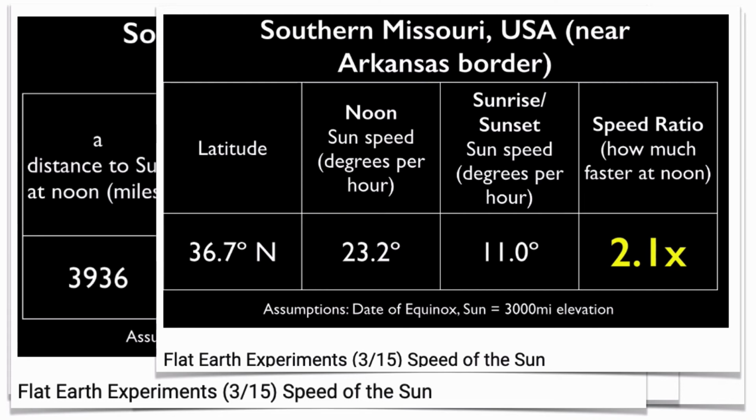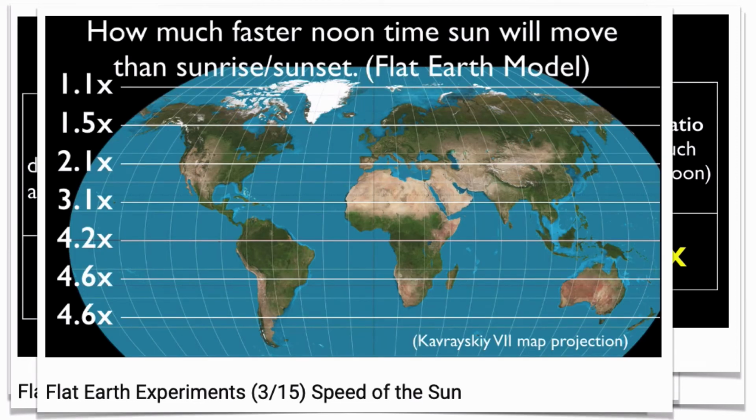For this observer in Missouri, the sun is going to appear to move twice as fast at solar noon in the sky. And that's definitely going to be very obvious if you measure the speed of the sun in the sky. Okay, and again, this is just sort of an overview. Folks in Australia, the solar noon sun should be going about 4.5 times faster. But it will be appreciably faster.